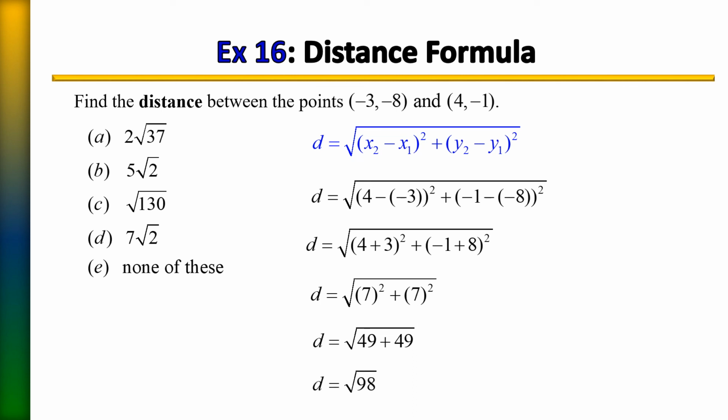98 is not a perfect square, but it does have a perfect square inside of it because 49 times 2 is 98. So 49 would be your perfect square. The square root of 49 is 7. That's going to go on the outside, and the 2 is going to remain underneath the symbol to give me a simplified answer of 7 radical 2, which is answer choice D.